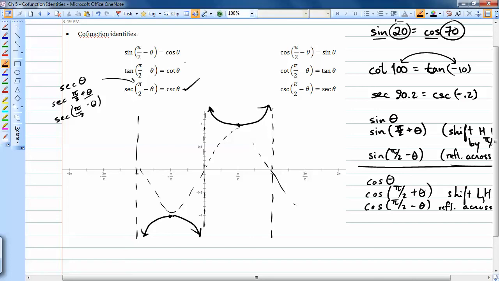So we've basically shown these 4 here, and you could do the same thing if you wanted to show these 2. Okay, I hope that helped.